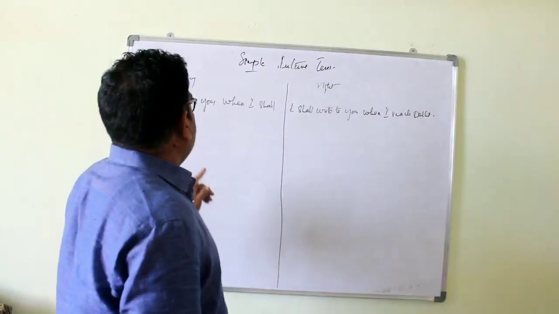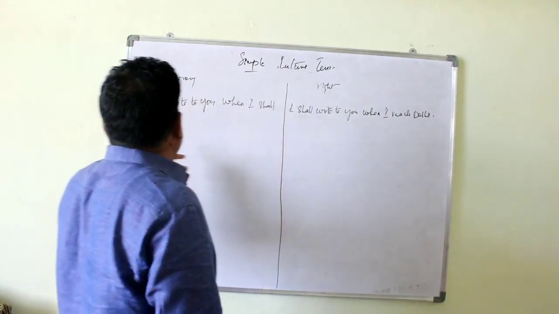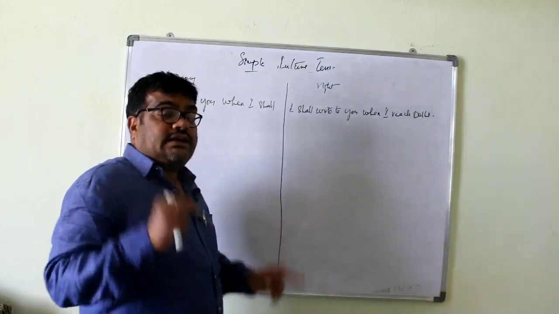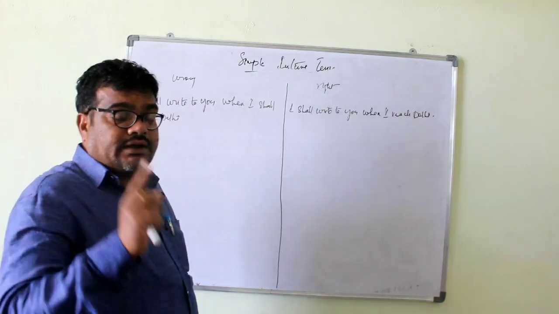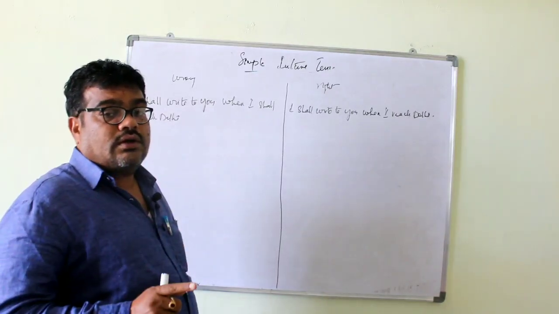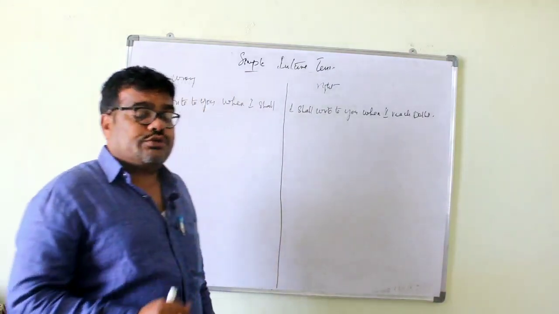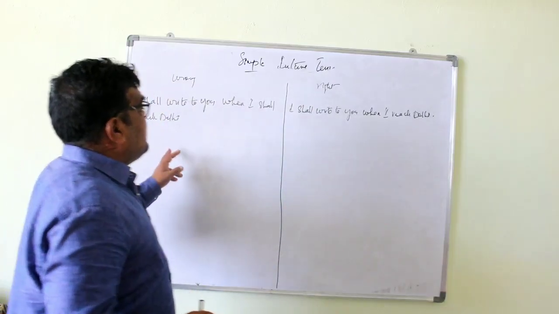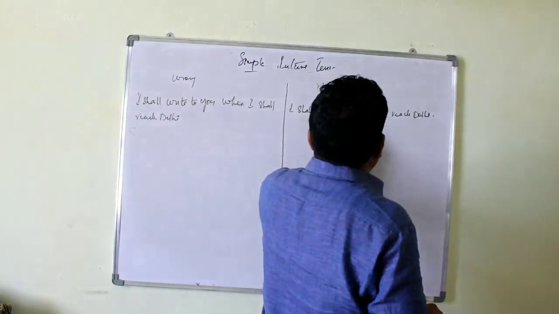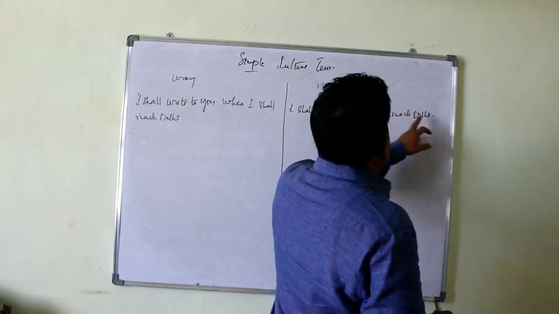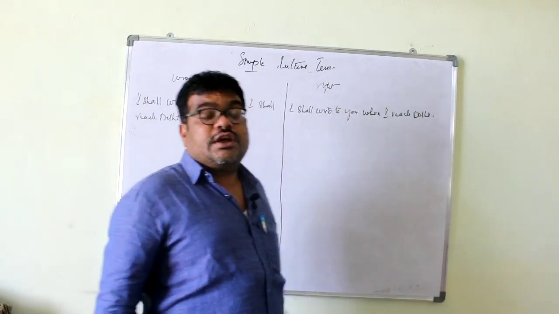Okay. You see this example. I shall write to you when I shall reach Delhi. When the time clause is introduced by when, until, before, as soon as, you have to use present tense with the future meaning. So the right answer is, I shall write to you when I reach Delhi. What is the right one? I shall write to you when I reach Delhi. Write down.